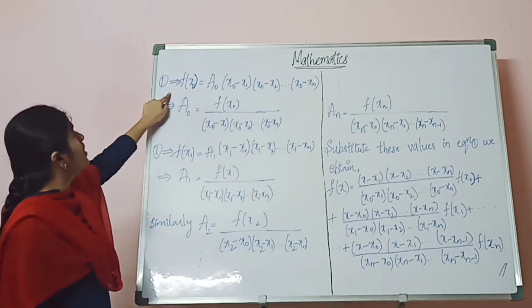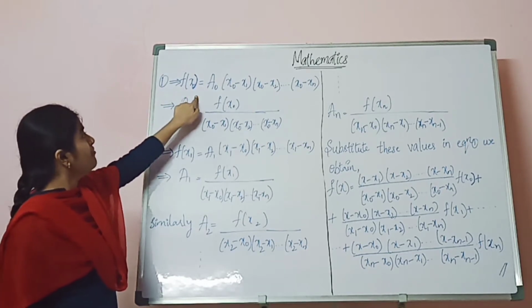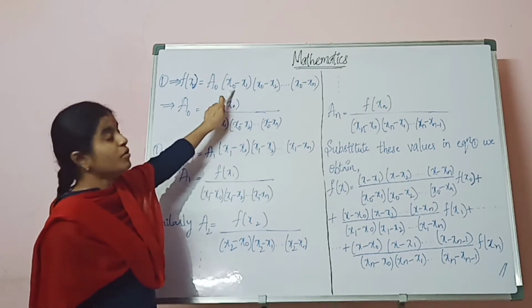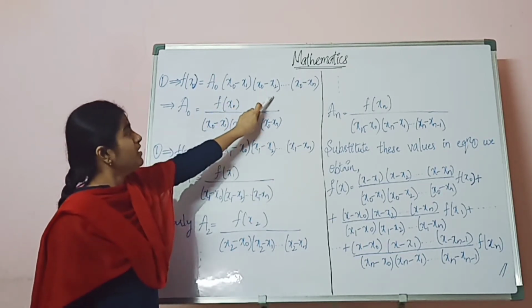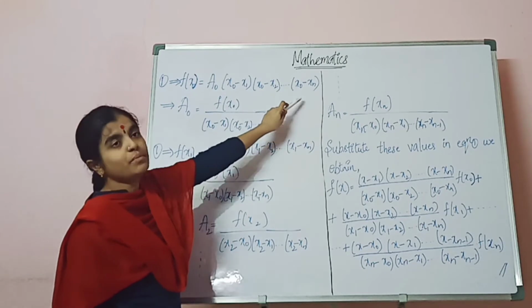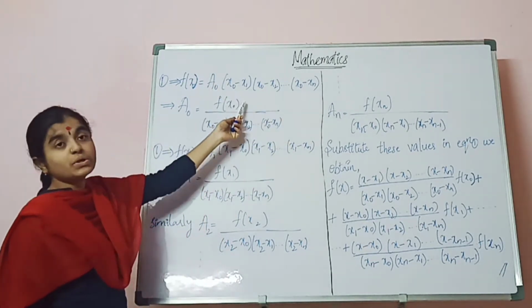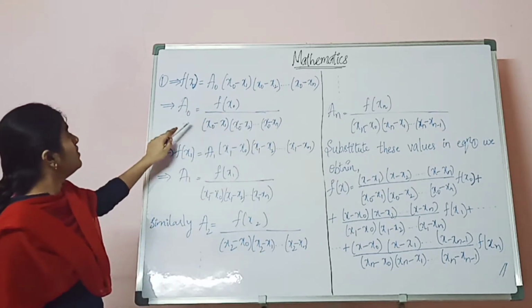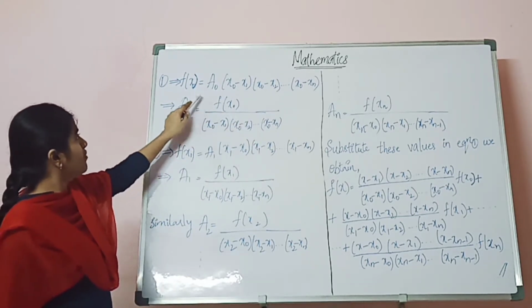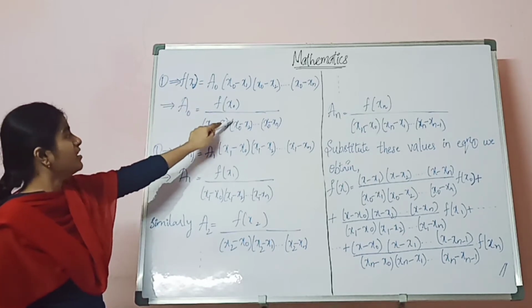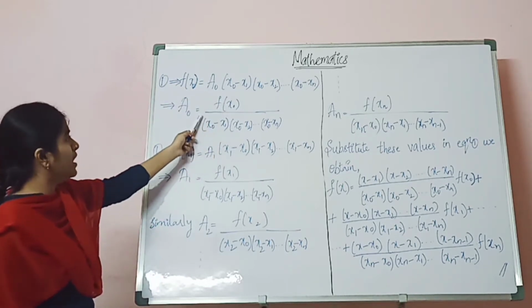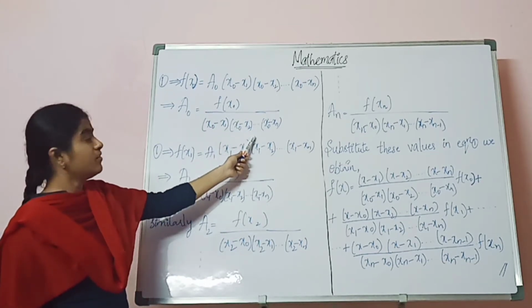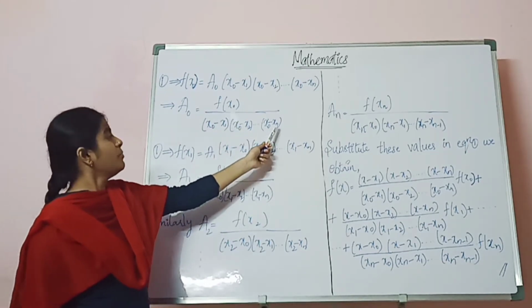So what will we get here? Equation 1 implies f of x0 equals a0 into (x0 minus x1) into (x0 minus x2), and so on up to (x0 minus xn). So we are substituting x0 in the place of x. That implies a0 equals f of x0 divided by (x0 minus x1) into (x0 minus x2), and so on up to (x0 minus xn).